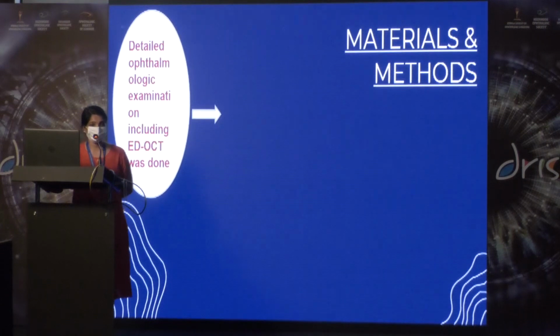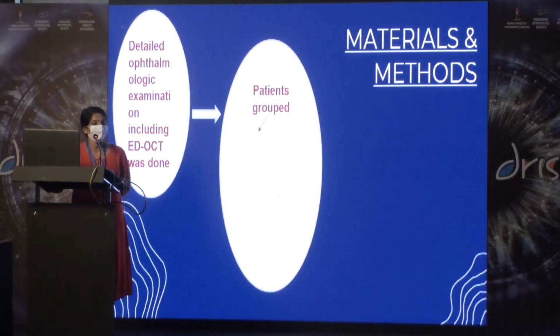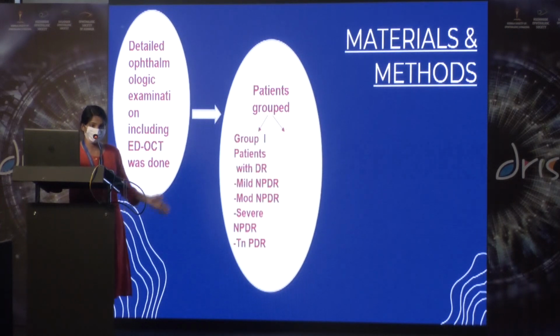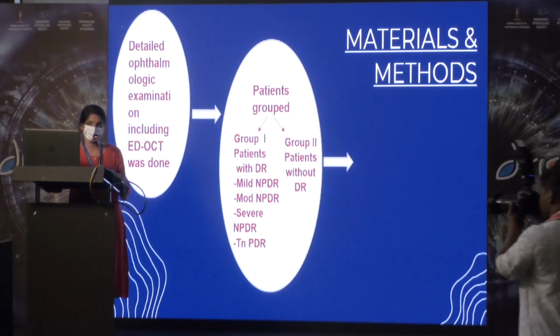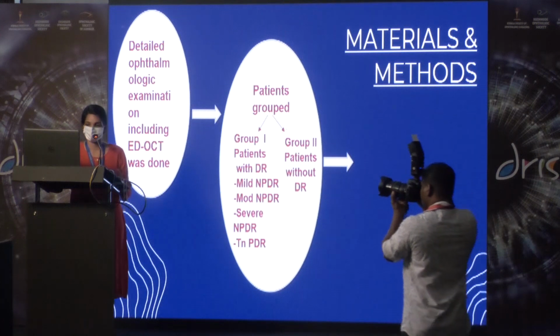A detailed ophthalmological examination was done for every patient, including an extended depth OCT, and patients were grouped into group 1 with diabetic retinopathy and group 2 without diabetic retinopathy. And again, group 1 with diabetic retinopathy was divided according to the severity of the disease.